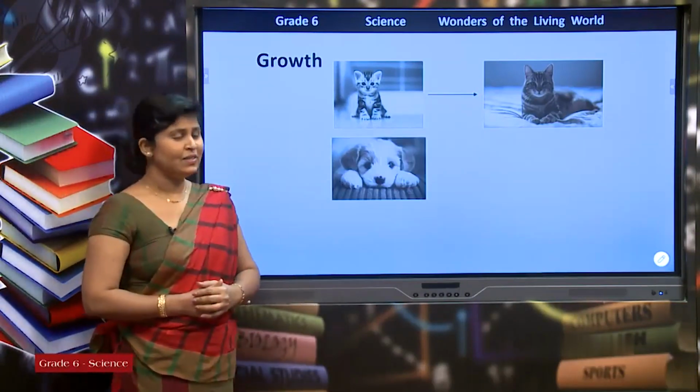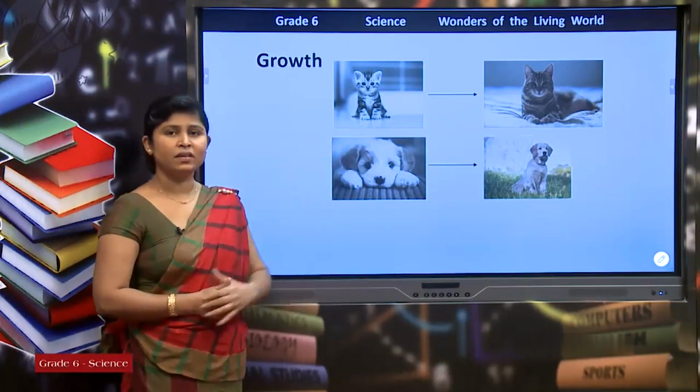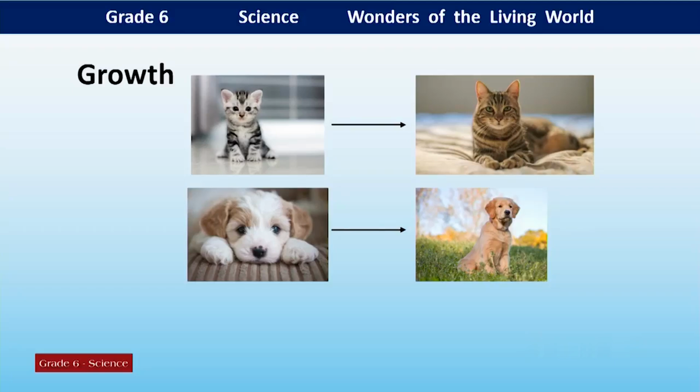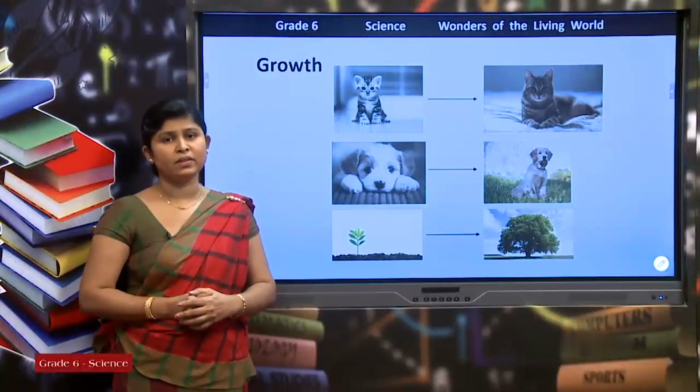Then a puppy looking at you, a small puppy, then the puppy has become a dog. It is a well-grown dog. We can say it is a matured dog. Then a very small plant, with time it has become a huge tree. My dear children, you have to understand that at first the organisms are small, but with time they have increased their weight, height and the size of the body. Then you have to understand that this is known as growth.